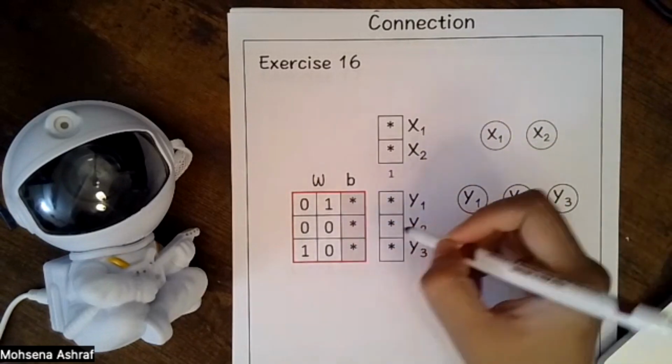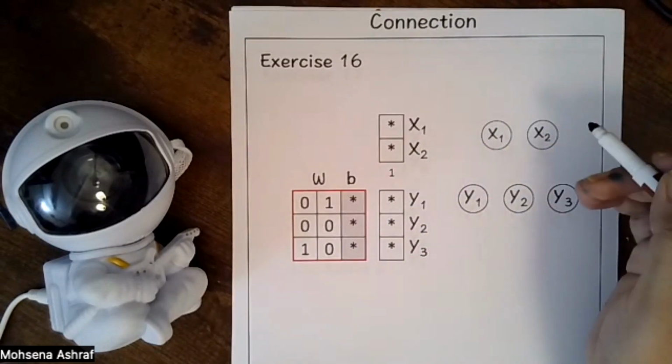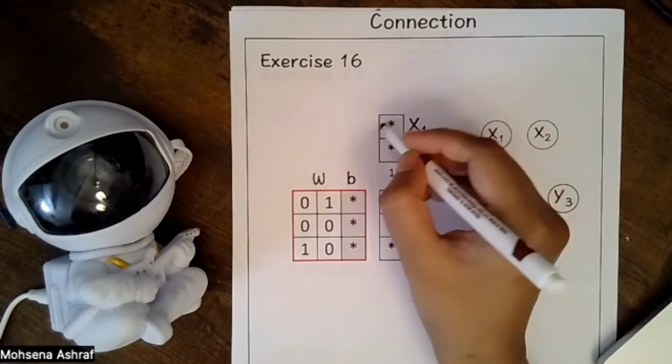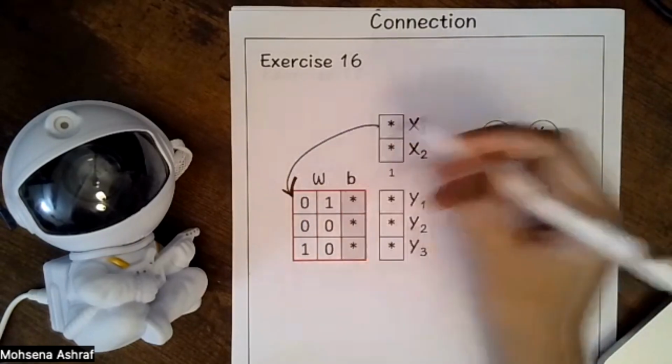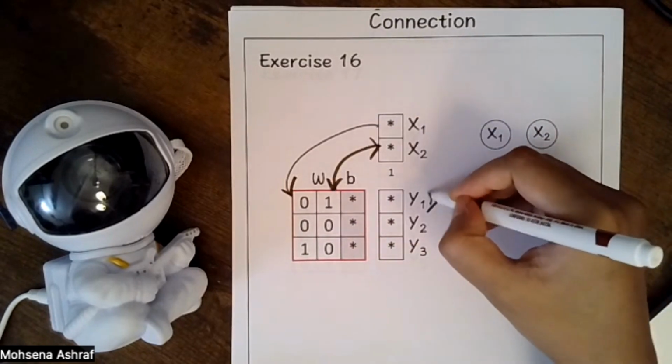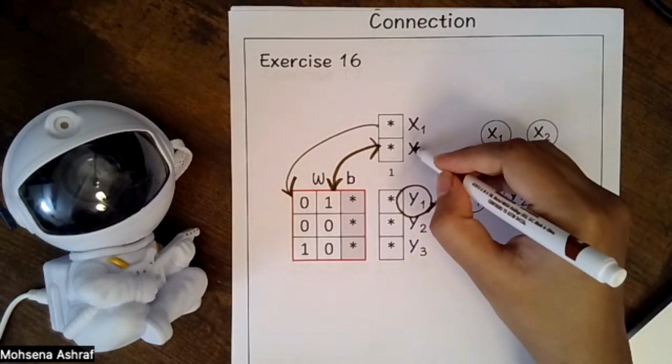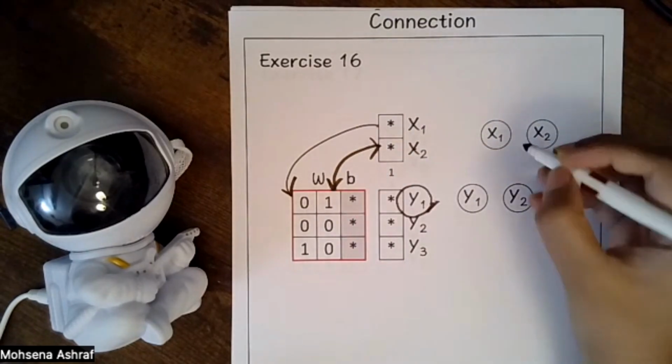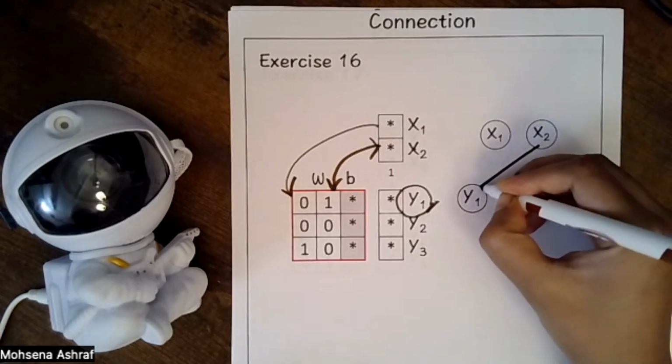Next, we have 3 rows of weights and 2 inputs. So this x1 gets multiplied by this 0, so no effect on y1. x2 will get multiplied by the weight, so it will have an effect on y1. So we can connect x2 to y1.